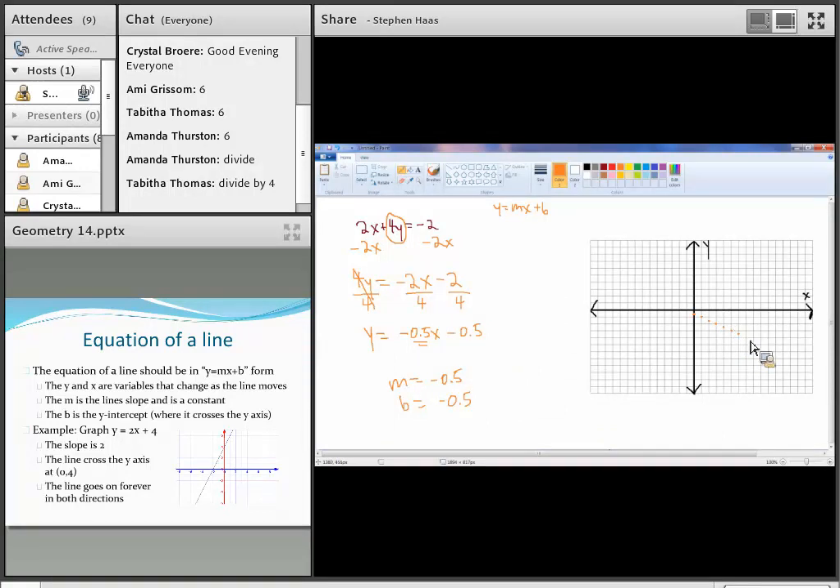We don't really need this many points. I'm just doing it for fun, I guess. And let's draw the line. All right, and this is what the line will look like.